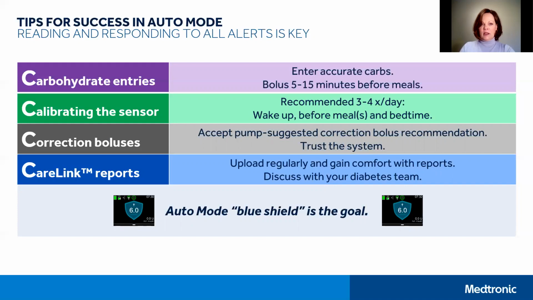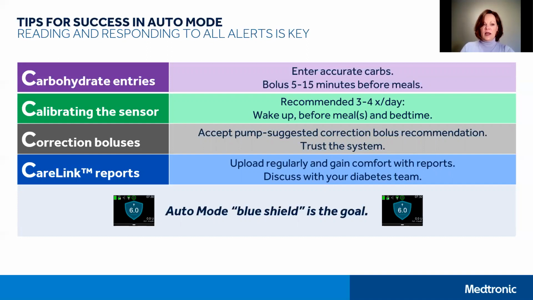Now let's talk about calibration. The importance of calibrating your sensor was discussed in the first CGM video, and it's highly recommended to calibrate 3 to 4 times a day when your glucose levels are the most flat, which is on waking up, before meals, and bedtime. Those are typically ideal calibration times.